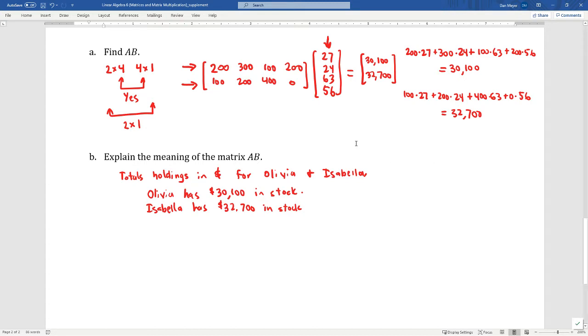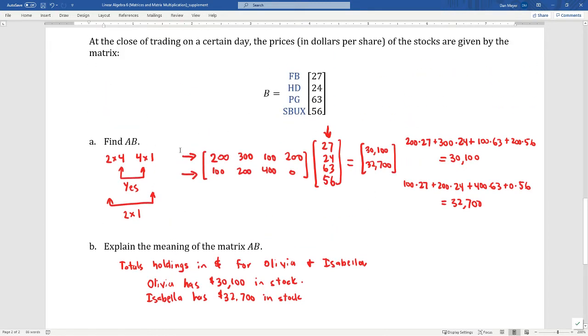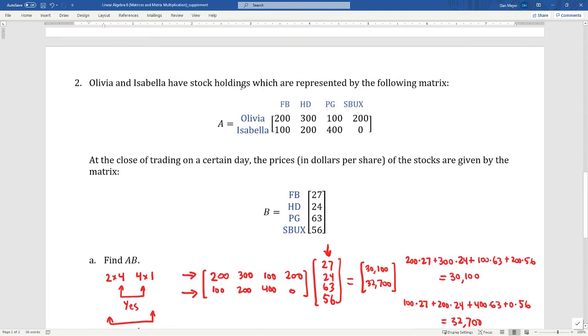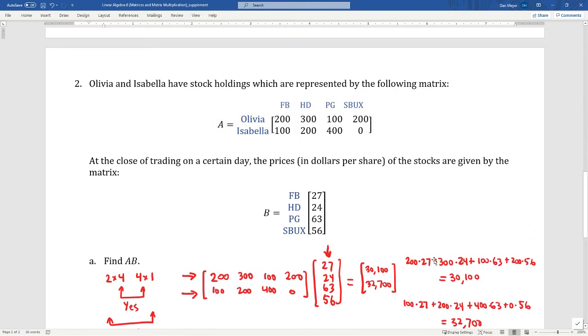So when you need to interpret the results of a matrix multiplication problem in the context of a story, think about what this computation represents.